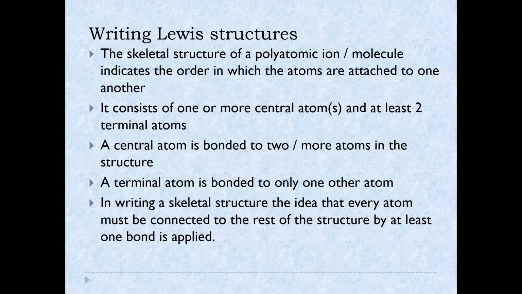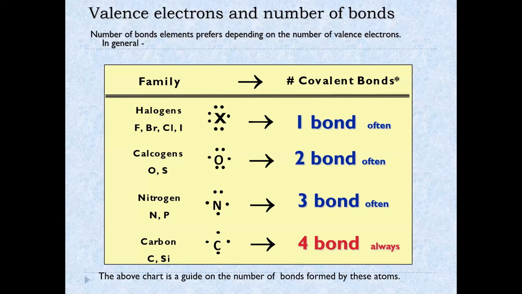So I'll go over it again. There must be at least one central atom and at least two terminal atoms. How do we identify the central atom? The central atom is that atom that is bonded to two or more atoms in the structure. The terminal atom is only bonded to one other atom. And when we're writing the skeletal structure, every atom must be connected to one another. So we have some rules that also govern this.